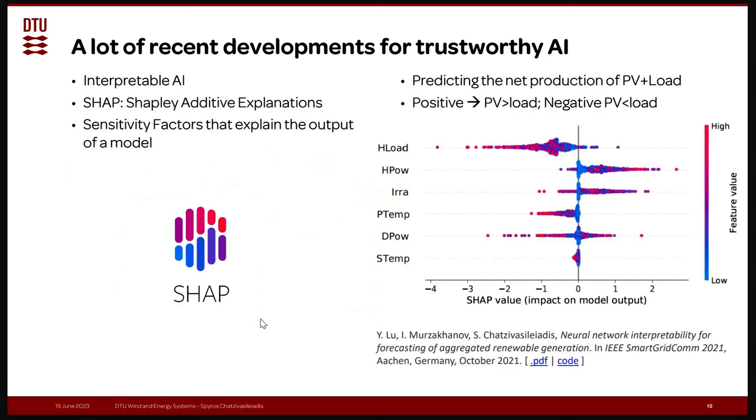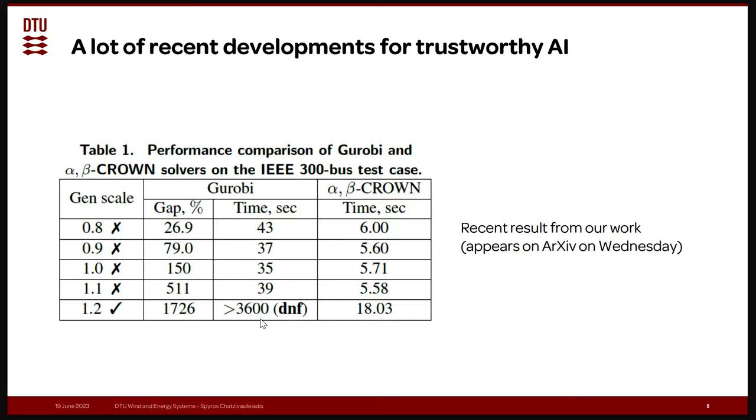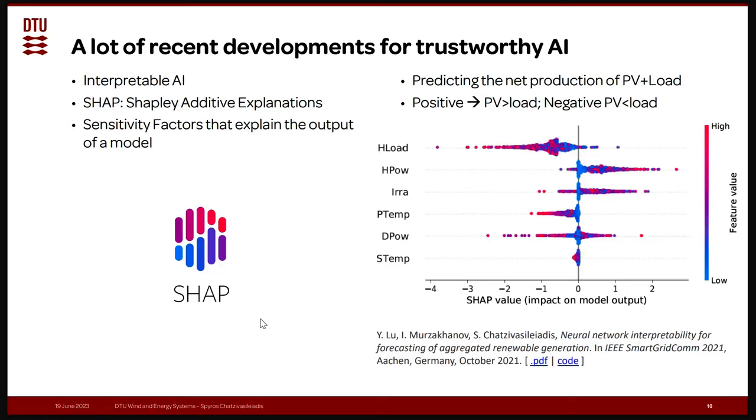Good. One more thing I want to discuss, because we talk about trustworthiness. Trustworthiness is not only verifiability. Trustworthiness also includes the physics. It's also interpretability. And then we have the SHAP values that the industry is also using. SHAP stands for Shapley additive explanations. These are sensitivity factors where I perturb my input and see what's the impact on the output. I perturb a single input and I see what is the impact on my output.